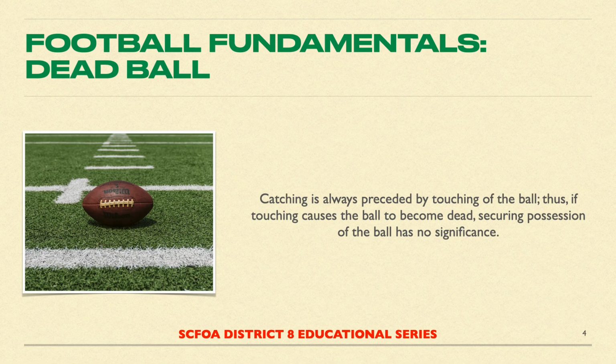And our final dead ball fundamental states, catching is always preceded by touching of the ball. Thus, if touching causes the ball to become dead, securing possession of the ball has no significance. Consider the times the ball becomes dead when it touches something or someone. When the ball touches anything out of bounds, including a player or an official, the ball is dead. In this case, a player standing out of bounds when he touches the ball is dead. Therefore, there's no need to rule on a catch.